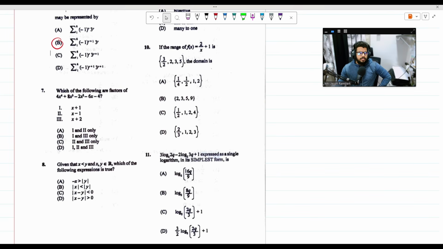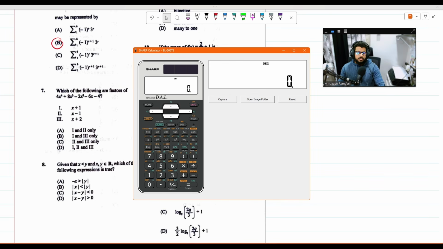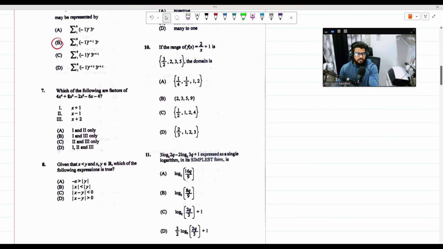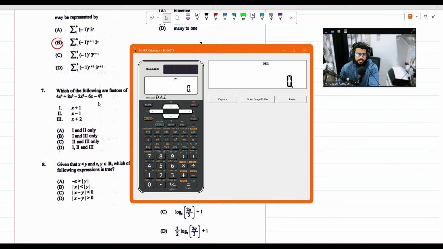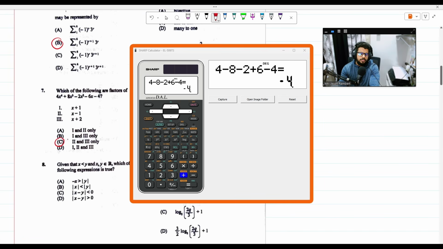If I remember correctly, the remainder we got when the function was divided by x minus 1 was, I want to say, minus 4. So let me check it back and see. X plus 1, x will be minus 1. So I'll get 4, take away 8. Minus 1 squared is going to be 1. So I'll have the minus 2. Then I'll have plus 6 minus 4 equals minus 4. So part 1 is not a solution, so it has to be 2 and 3 only.